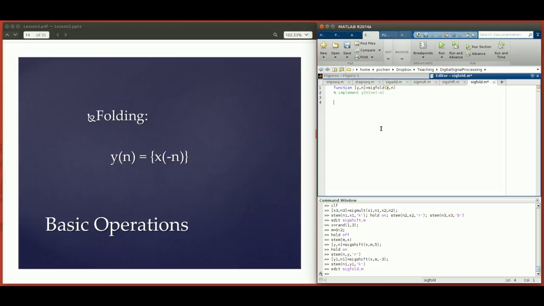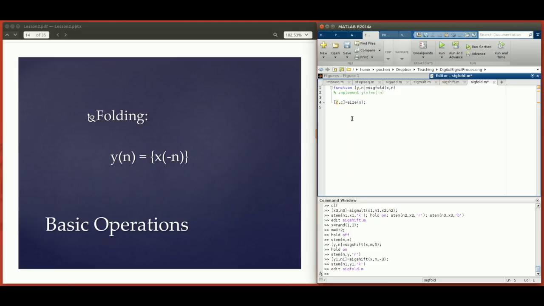So let's try to write this function. The thing that we have to pay attention to is whether x is a row vector or a column vector. It depends upon the shape of the input signal. So let's try to find out the size of the input signal by using a size function. Here size is a Matlab intrinsic function. I'm using the size to take out the row and the column of the input signal x, right?